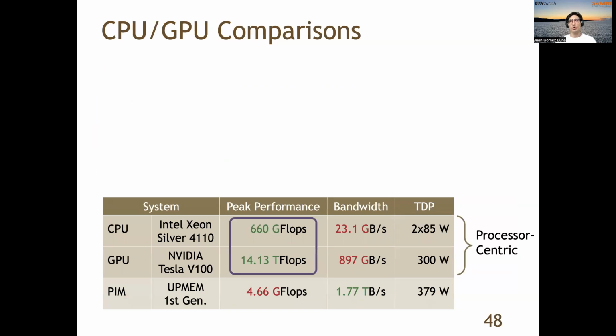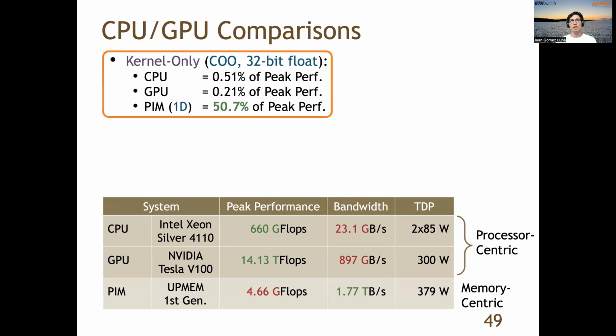And there are some important observations here. We can call CPU and GPU processor-centric systems because they have a memory that is passive, and we need to move all the data that we want to process from the memory to the processor. These processors are very powerful in terms of peak performance, but they are not that great in terms of memory bandwidth, as we can see on the table. However, on a PIM system, which is a memory-centric system, compute units might not be so powerful. Observe that the peak performance is significantly lower than on the CPU and the GPU. However, the bandwidth is usually much higher, as we can see here.